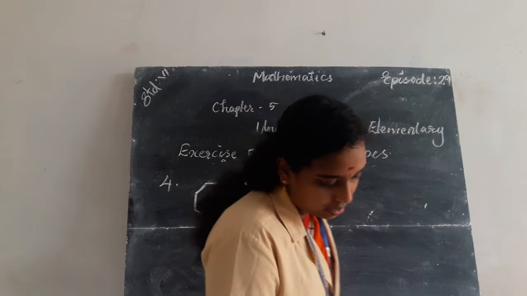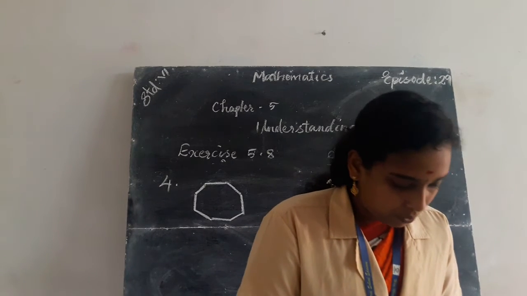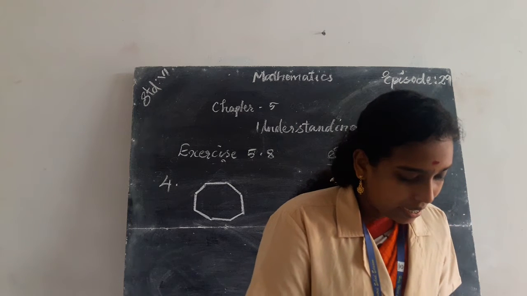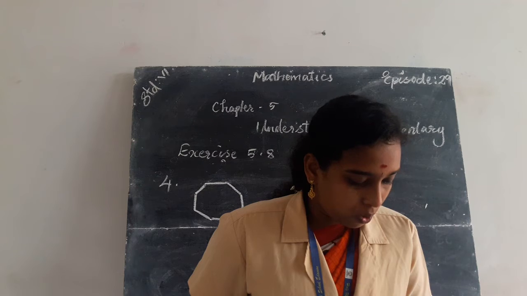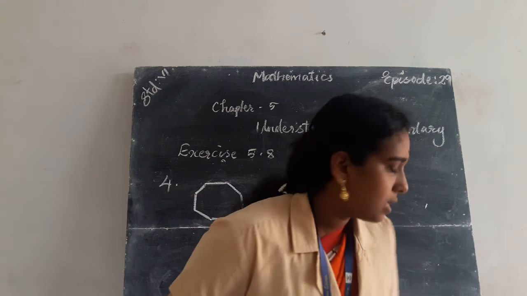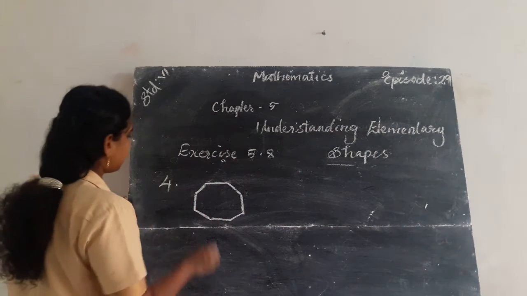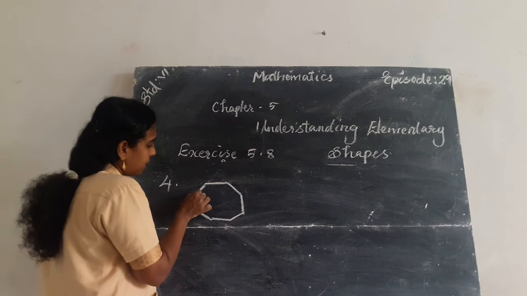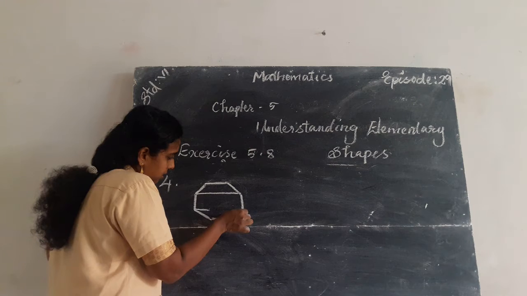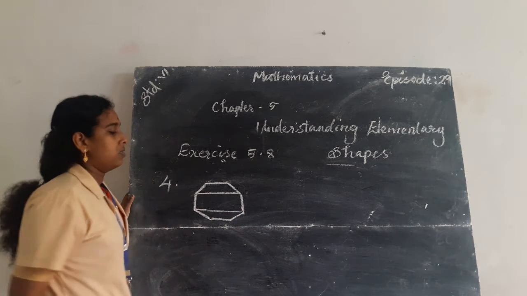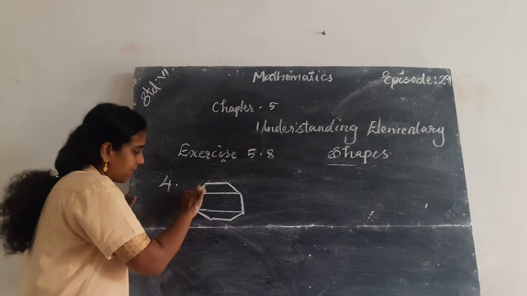Then the question is here, use a square paper if you wish. Draw a rectangle by joining exactly 4 of the vertices of the octagon. So if we join any 4 of the vertices, then we get a rectangle. Here we join these 2 vertices and another 2 vertices. Then we get a rectangle like this.